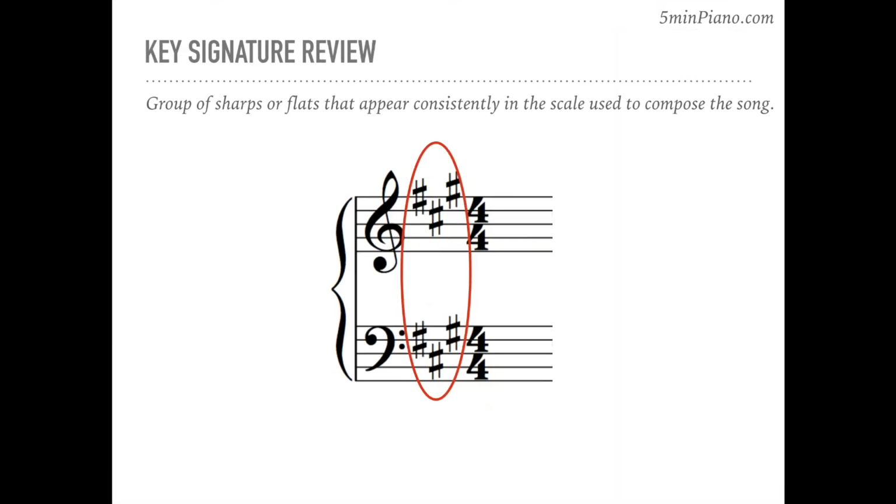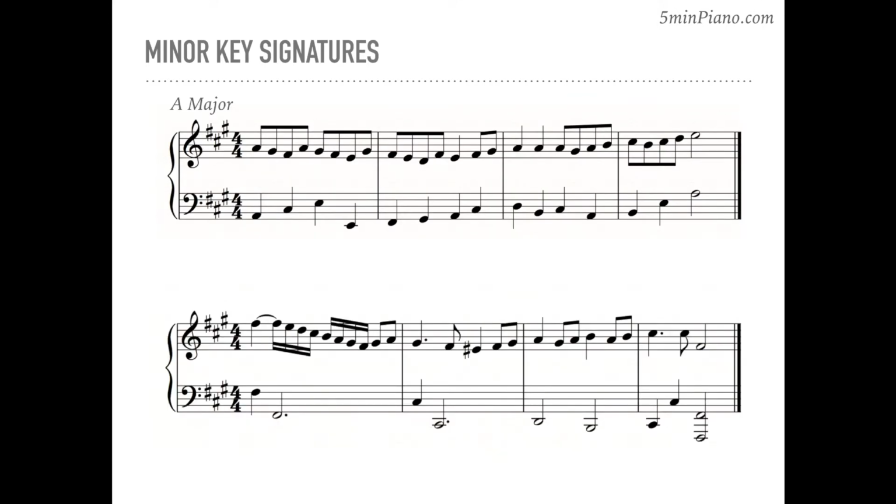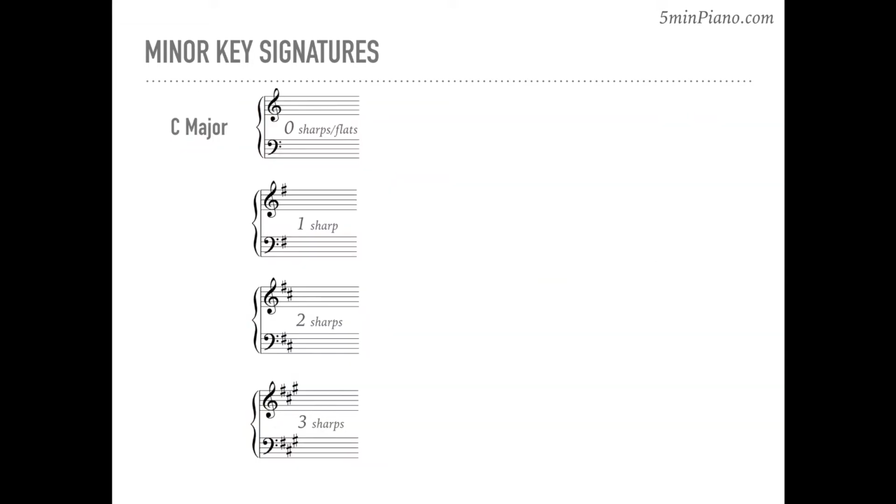Remember our definition of a key signature and how we determined that this piece was an A major? Well, this piece has the same key signature as above, but is actually an F sharp minor. You see, for each major key signature, there is a cousin minor key signature that has the same number of sharps and flats. C major's cousin is A minor. Both have no sharps or flats.